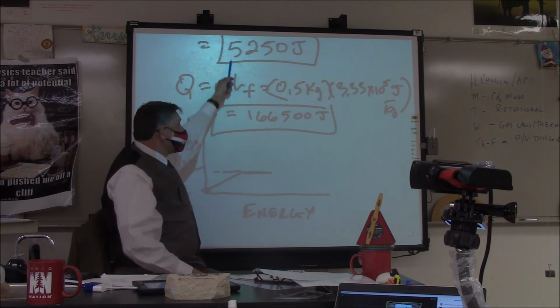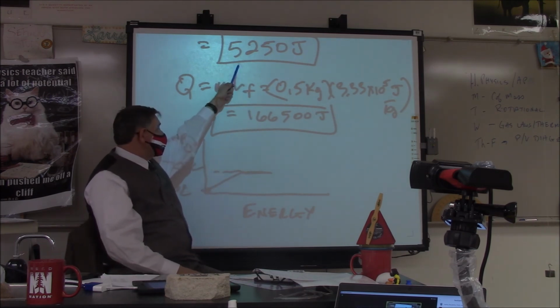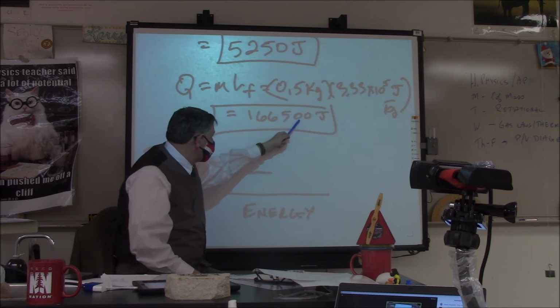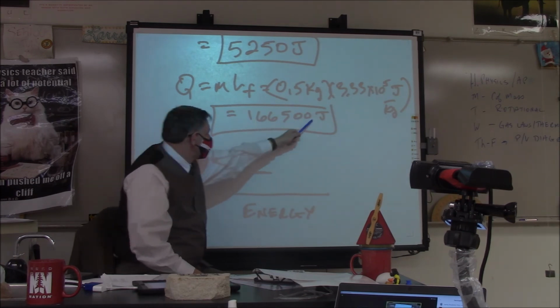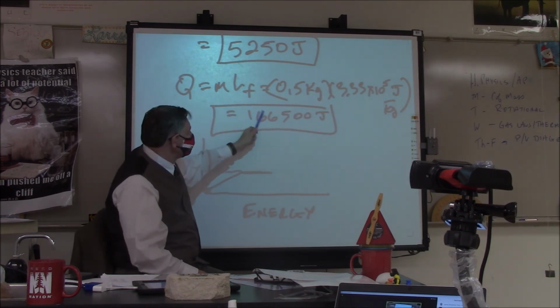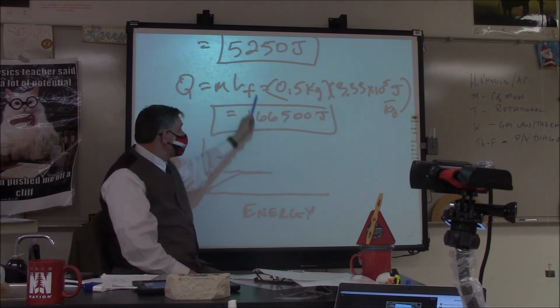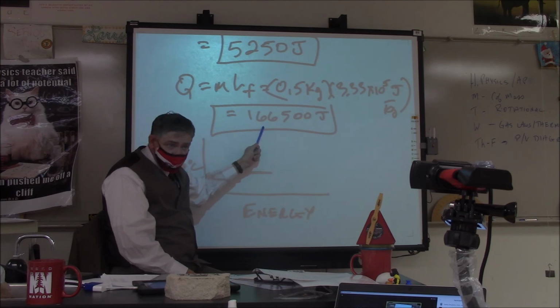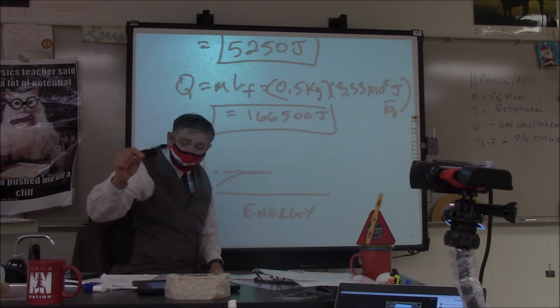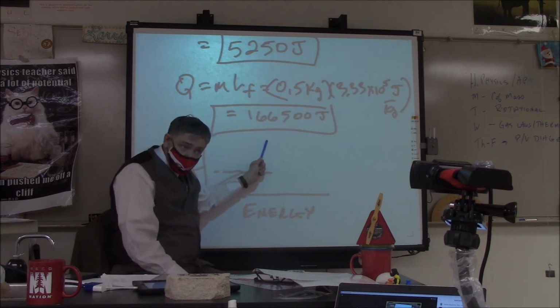Now, look at the difference in this. This is 10 to the 3rd, and this is 10 to the 5th. So this is like 100 times more energy to melt the ice than it does to warm up the ice.